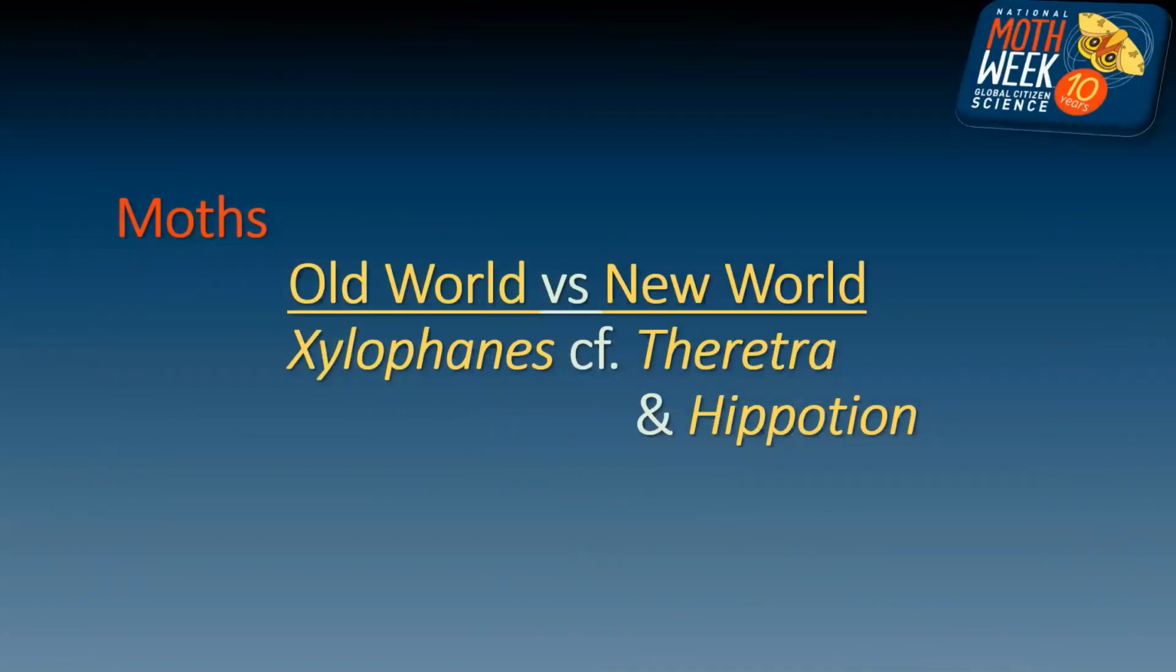Now, an example of Old World versus New World: groups that look superficially similar and are related, at least within the same tribe of moths. The Old World Theritra and Hippotion. Notice here that I've actually got these the wrong way around. That's my mistake, but it keeps me on my mettle. Against the New World genus Xylophanes. So let me show you.